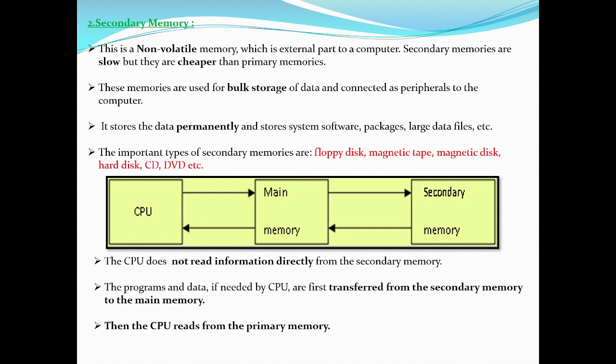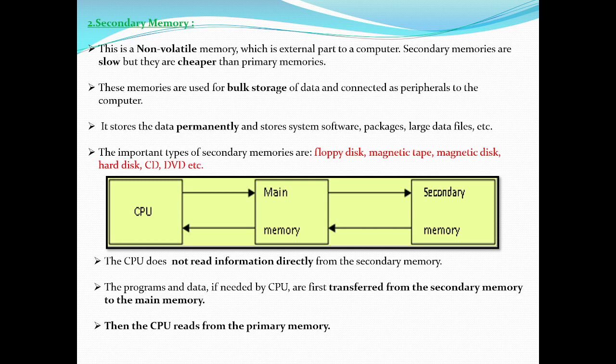Secondary memory is a non-volatile memory. That means it's going to hold the data permanently until the user asks to delete the content or presses the delete button to delete the content. And this is an external part to a system. And when compared with the primary memory, secondary memory is very slow and cheaper.